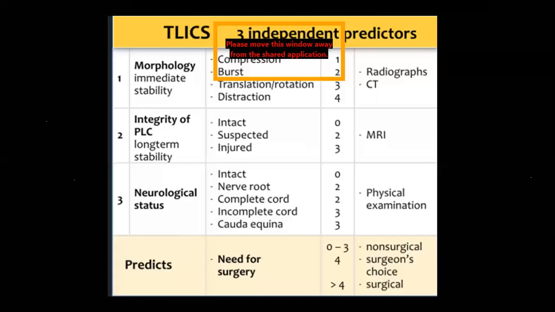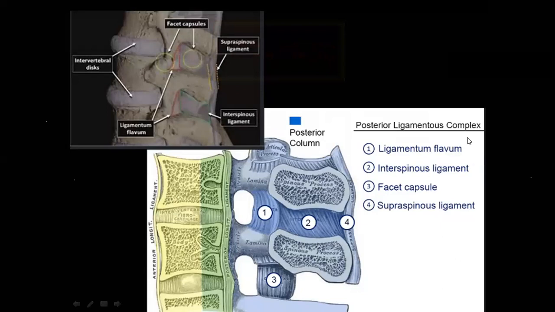Okay, so we have decided what is the morphology. Next comes the posterior ligamentous complex, whether it is intact, suspected or injured. It is based on the MRI. The morphology is mainly based on X-ray and CT. For these posterior ligaments, we need an MRI. So these are the important posterior ligaments, I have said earlier also, I will repeat it.